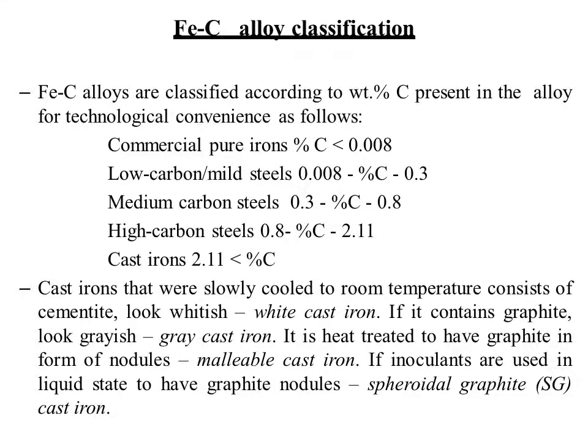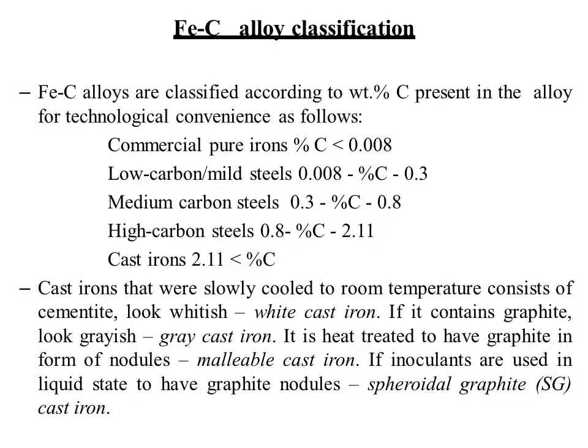Okay. So Fe-C alloys are classified according to the weight percentage of carbon present in the alloy for technological convenience. Commercial pure iron is when the percentage of carbon is less than 0.008. Low carbon or mild steel is from 0.008 to 0.3. Medium carbon steel is 0.3 to 0.8 weight percent. High carbon steel is 0.8 to 2.11 weight percent. Cast iron is above 2.11 weight percent of carbon.